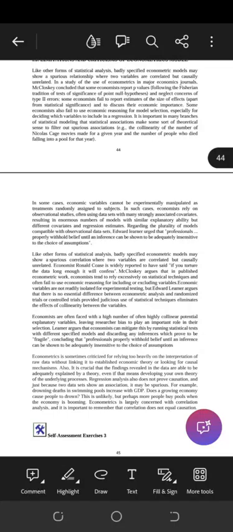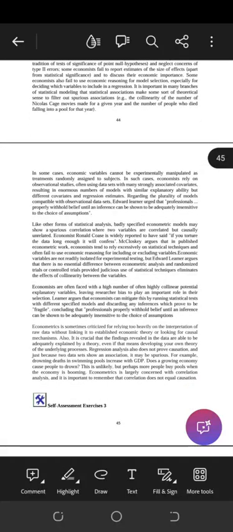Then what else? Economic reasoning in model selection, especially for deciding which variables to include in the regression. I've said that it is important in many branches of statistical modeling that statistical associations make some sort of theoretical sense to filter out spurious associations. So that's what I explained earlier: what you do should have sound reasoning behind it, so that we don't get spurious regression results saying this has a relationship with this, whereas it is mere coincidence.